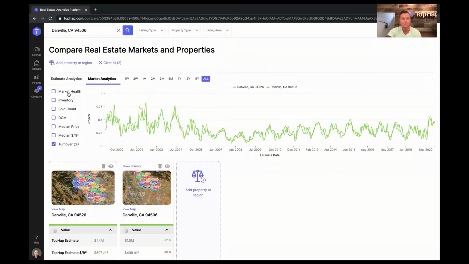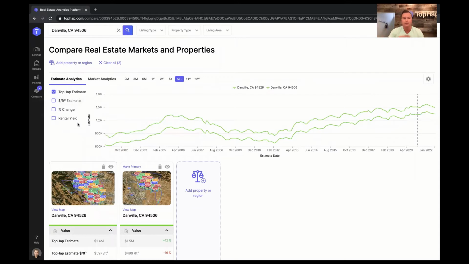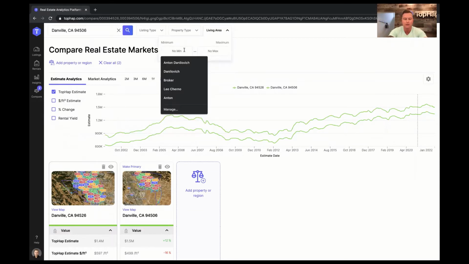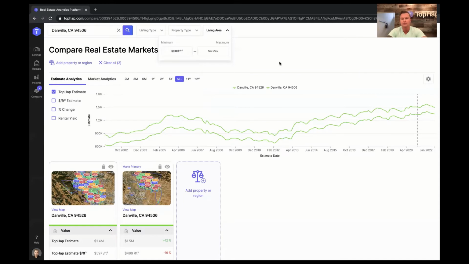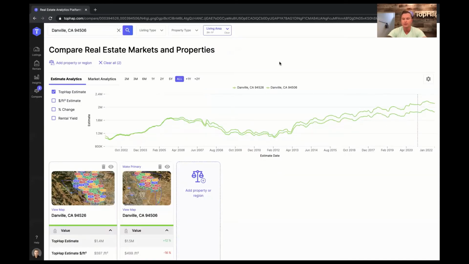Very good, very good. Let's go back to estimates. So right now we're looking at price points of all ranges, right? Well, what if we're only interested in homes that are 3,000 square feet or higher? That's all we care about because this is what our clients are looking for. Okay, fine. Well, maybe 5,000 square feet or more.